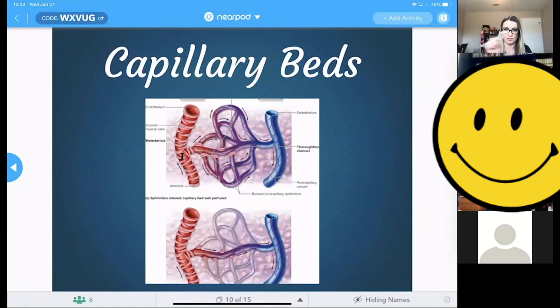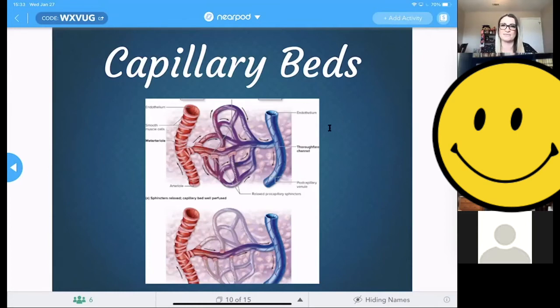So at the top picture, you see the opened precapillary sphincters, so blood is allowed to flow through the capillary bed. At the bottom picture, you see what would happen if these precapillary sphincters would close. And if they close, then the blood just passes through and goes into the venule.